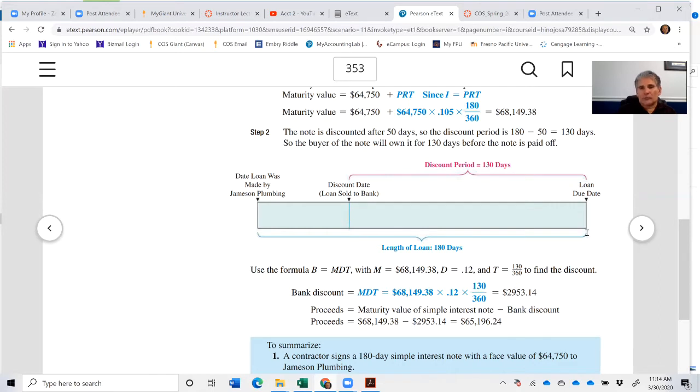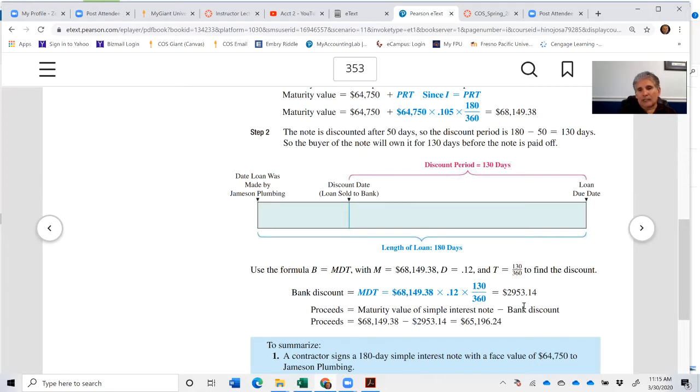But now we're going to go ahead and discount that for how long? For 130 days. And at what rate? 12%. So the bank discount is going to be computed by the other formula we learned, MDT. The maturity value, $68,149.38, multiplied by D, the bank discount of 12%, 0.12, multiplied by T, time, 130 days divided by 360. So the total discount is going to be $2,953.14.